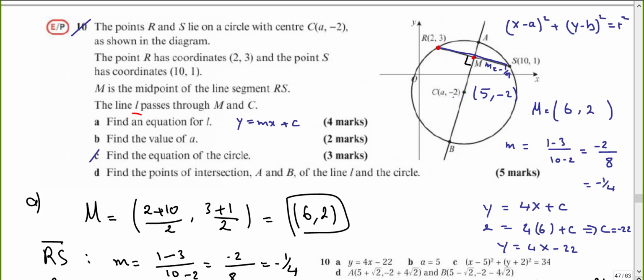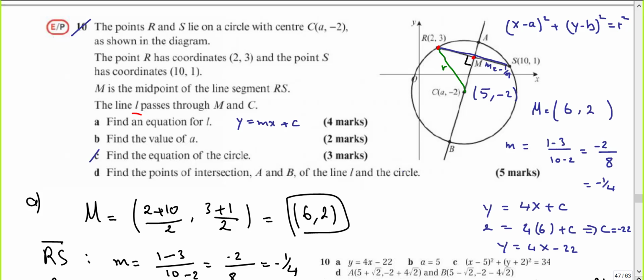What was it again? It's the distance from the center to the point R. It's this distance from the center to this point. How would you find this distance, Yana? How would you find the distance R here?